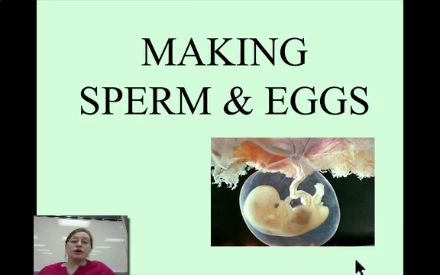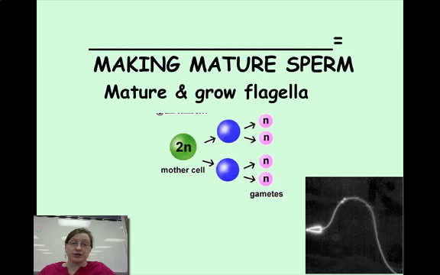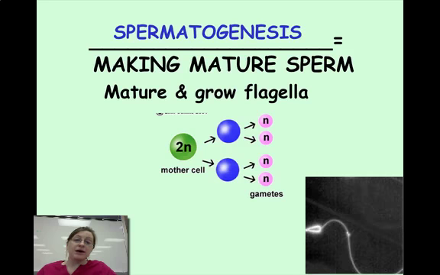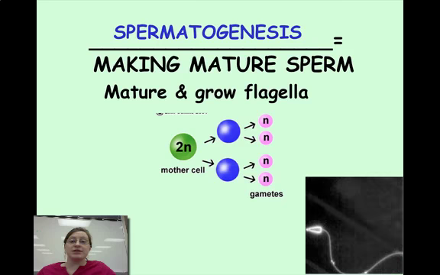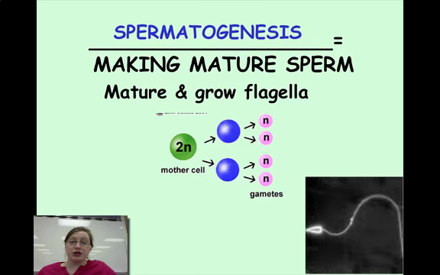Okay, so let's talk a little bit about how sperm and egg formation actually occurs. We know that meiosis is going to take one diploid cell and divide it to form haploid cells, but male and female gametogenesis are actually separate from each other. Okay, spermatogenesis, this is the process of making mature sperm.